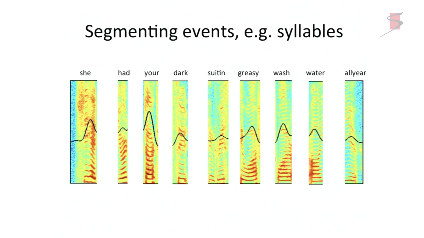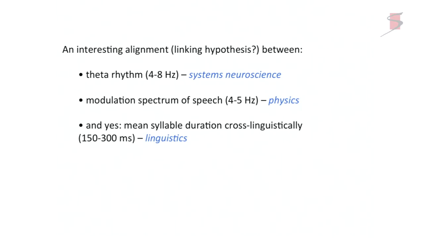So that's very useful. So now we have a kind of coarse way of thinking about this. There's an alignment between aspects of systems neuroscience, right? That's the theta rhythm, the modulation spectrum of speech, which is between 4 and 5 hertz, and mean syllable duration. So we begin to see where there are alignments that allow the neurophysiological attributes of my auditory cortex to grab on to the physics of the input signal in a way to generate primitives that I can then decode in the next step, which is at least a cool beginning.